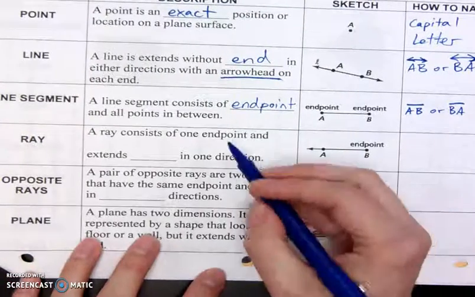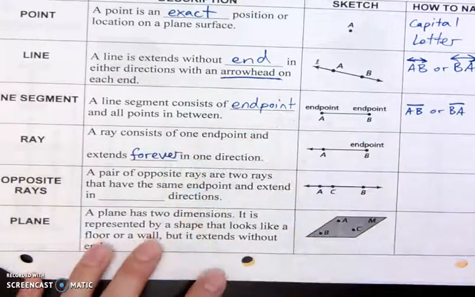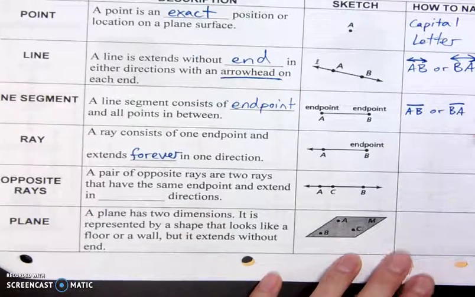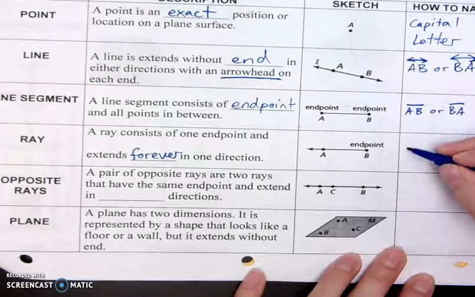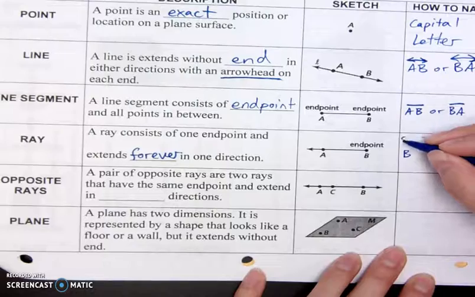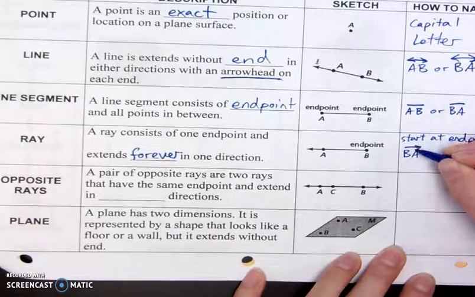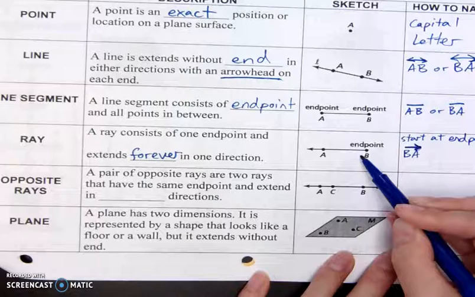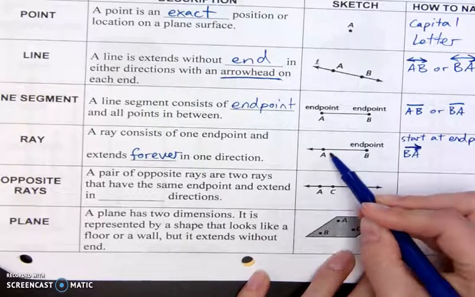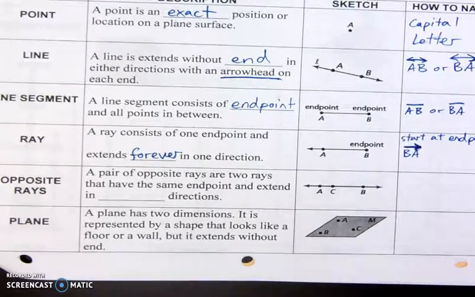Okay, a ray has one endpoint and extends forever in the other direction. This one, the order does matter. So this one always has to start at B, or start at the endpoint, and then go the direction the arrow goes. So our sign is always going to be an arrow going one direction, but you're always going to start at the endpoint. So even though in my drawing the arrow goes this direction, I still label it this way, because B comes first in the way we read.